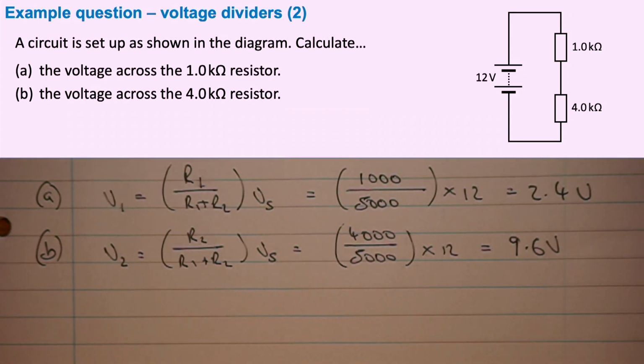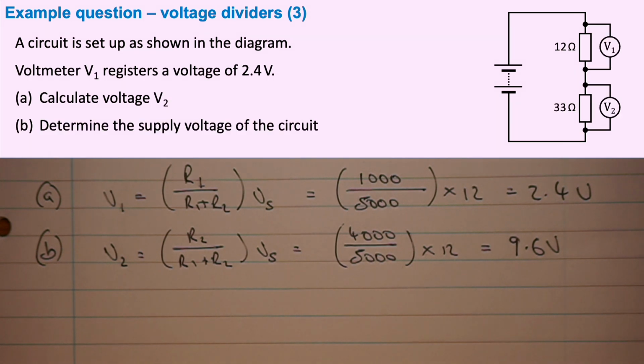Is there another example? There is indeed. Now, I wonder if we're using the same method. So what does it say? A circuit is set up as shown in the diagram. Voltmeter V1 registers a voltage of 2.4 volts. Calculate voltage V2. Determine the supply voltage of the circuit. And that's for part B.